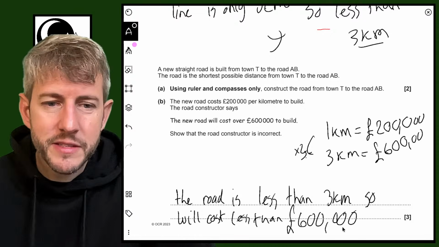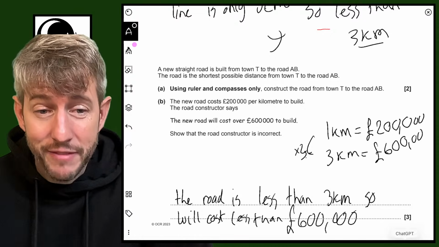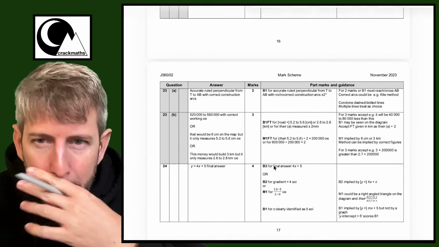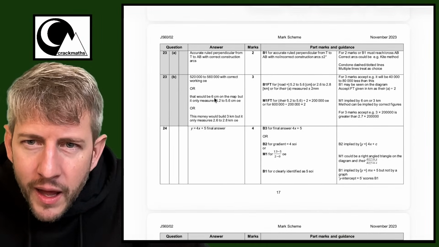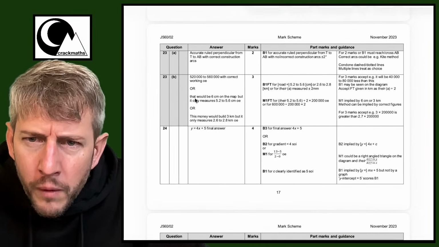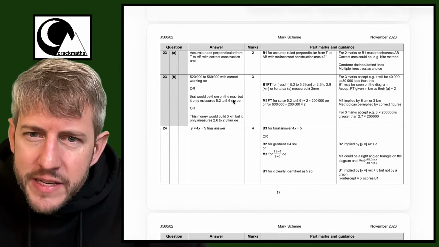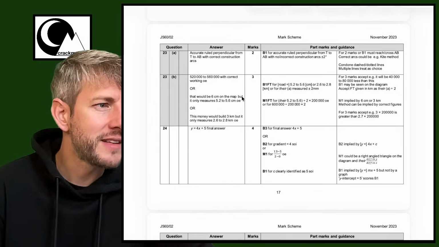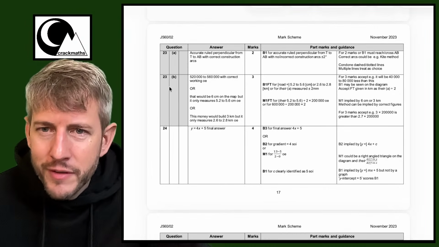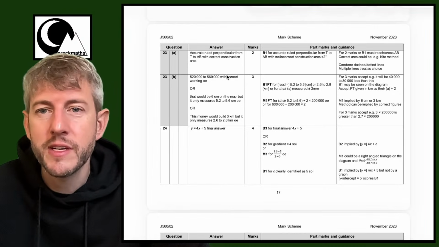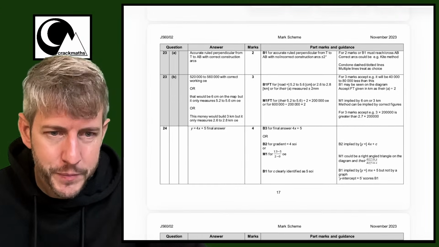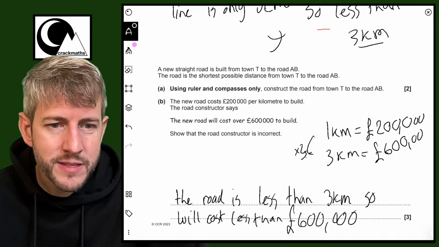Okay, right. Let's check the mark scheme. The mark scheme will probably have the exact measurement for the line, which you could have achieved with the ruler. So here we go. That would be 6 centimetres on the map, but it only measured 5.2. So that's the answer that we've gone with. Okay, there were other methods. You could have worked out how much it would have cost to build that road at its length. Okay, right. Let's move on.